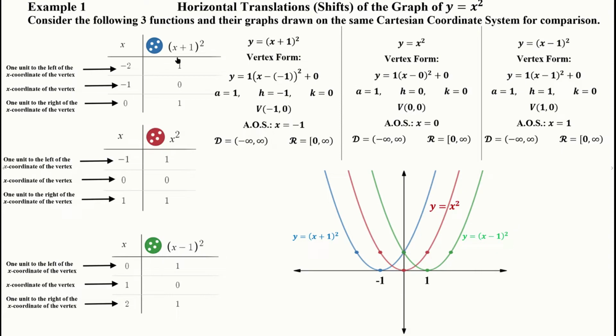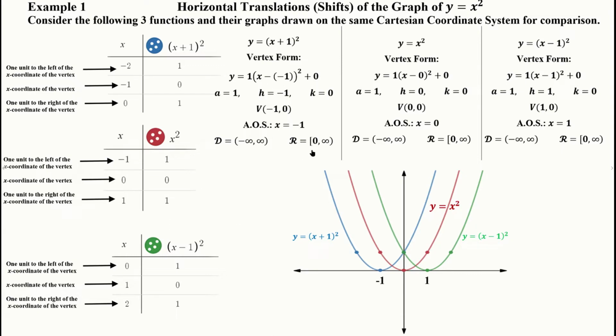Now, to get a quick graph of a quadratic function with some actual points you can plot, here's what you do. Go ahead and locate the vertex first. Let's look at this middle one first, the base reference function, right? We know that we can write it as y equals 1 times quantity x minus 0 squared plus 0, right? So we know that a is 1, h is 0, and k is 0. So the vertex is at (h, k), so it's at (0, 0). The axis of symmetry is x equals h, which is x equals 0. And we know the domain is all reals, and the range is all non-negative reals, right?